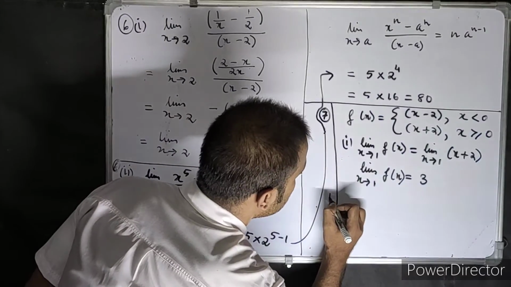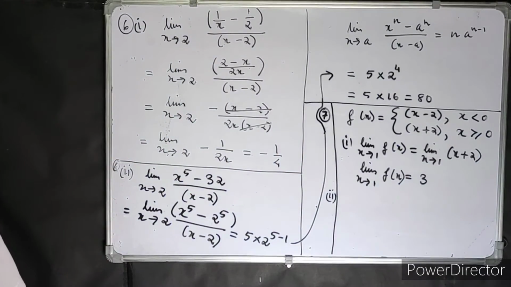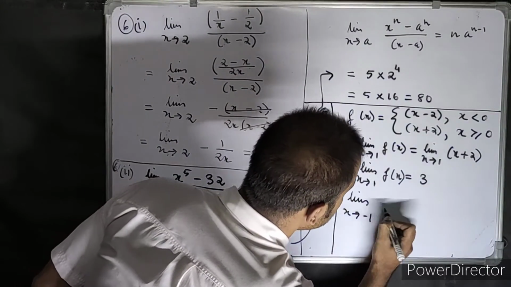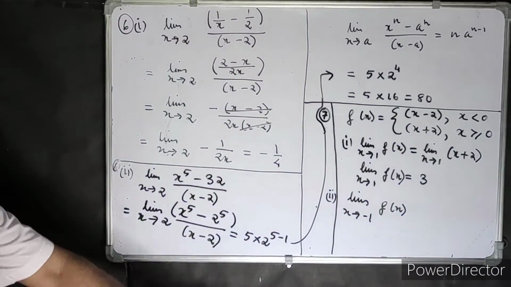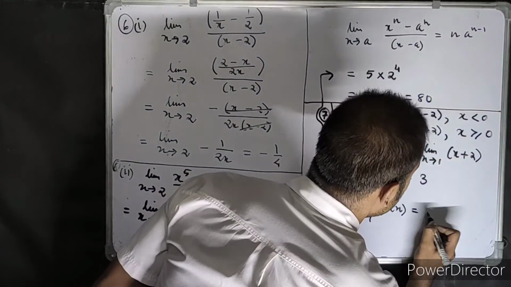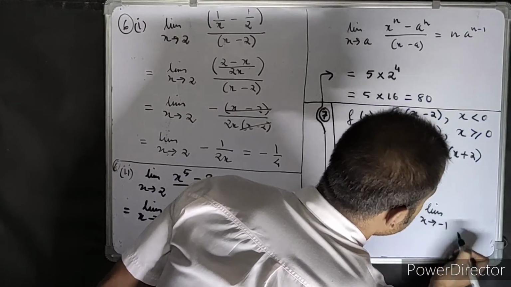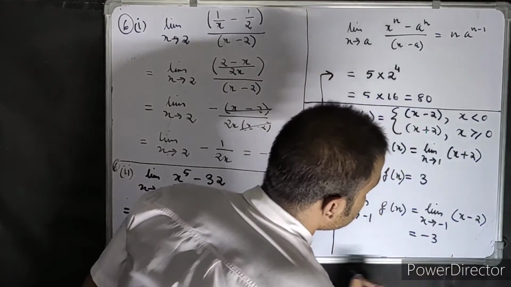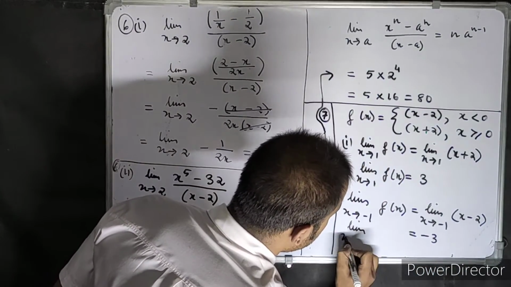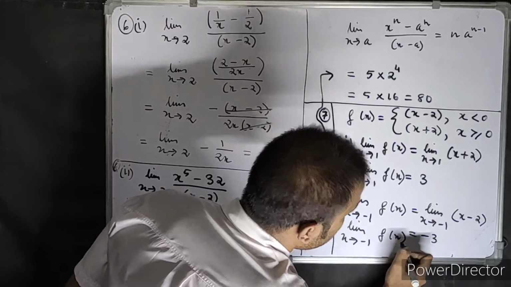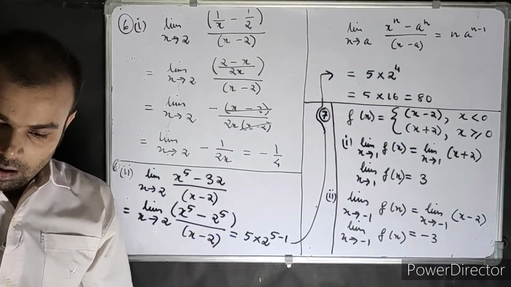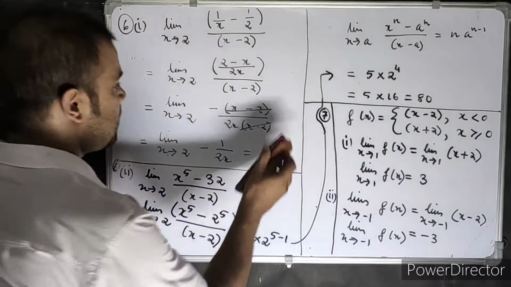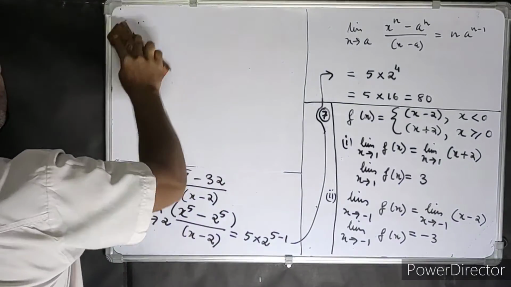Let's go on to the second part. The second part says limit, very easy actually, x tends to minus 1 f of x. Now which function? Of course the top one. Limit x tends to minus 1, x minus 2, so that is minus 3. So limit of x tends to minus 1 f of x is minus 3. The next one will be 0 with 0. Very easy actually.